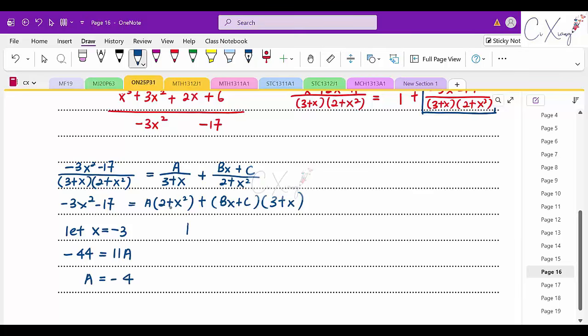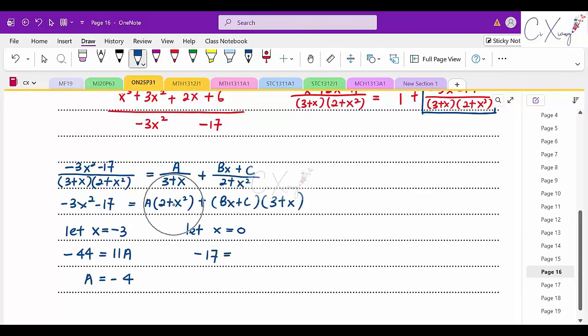Right, then for the second value, this is a quadratic factor. I can't make it become 0. Okay, so what I want to consider is maybe this one, Bx. I will let x equals to 0 so that the B disappears. When x is equals to 0, substitute x equals 0 here, you will get a negative 17.